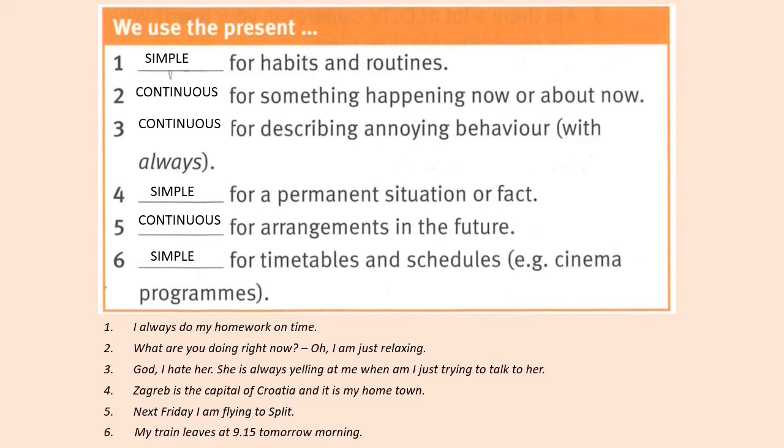And lastly, we use the present continuous for arrangements in the future, like in the fifth sentence, next Friday I'm flying to Split. So you didn't decide yesterday that you will be flying to Split next Friday. This had to be scheduled or arranged or organized in advance. That's why we would use the present continuous form.